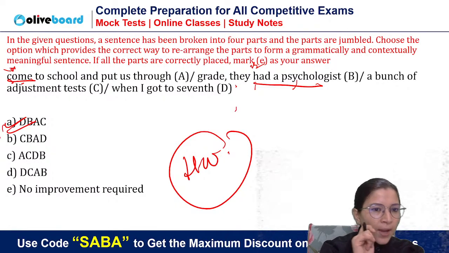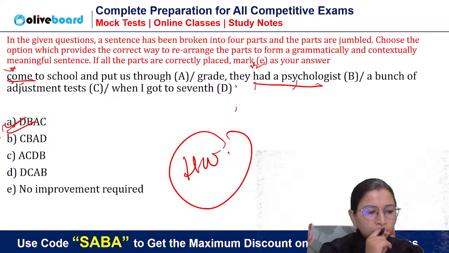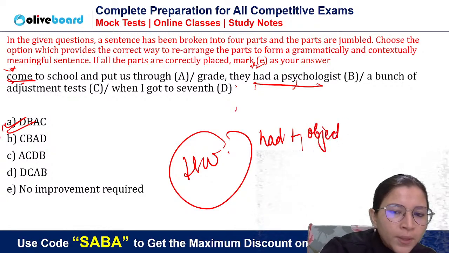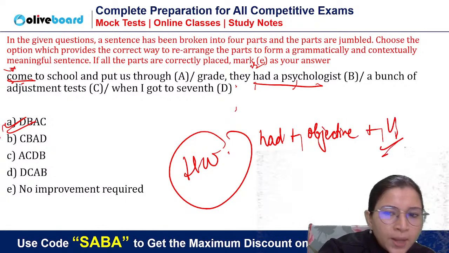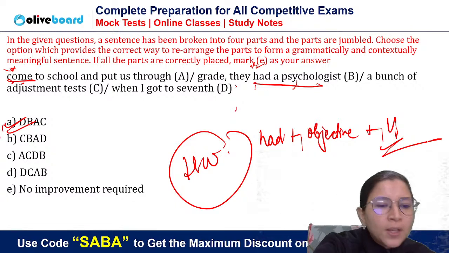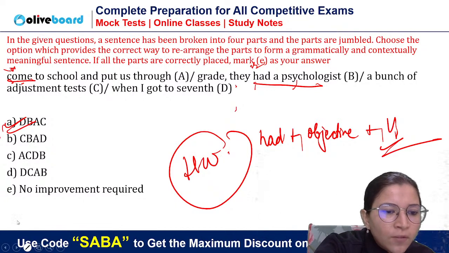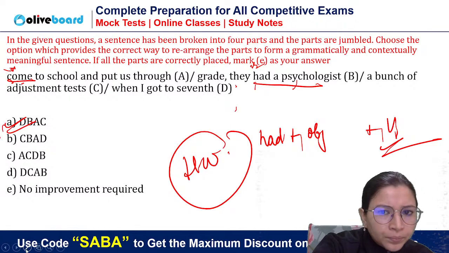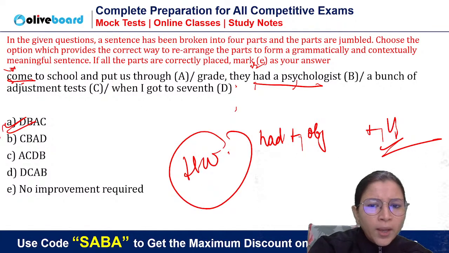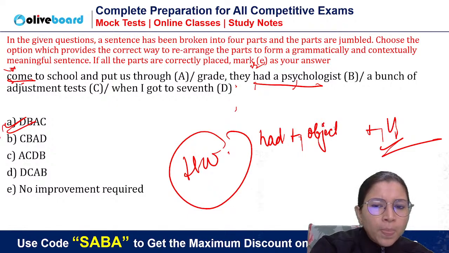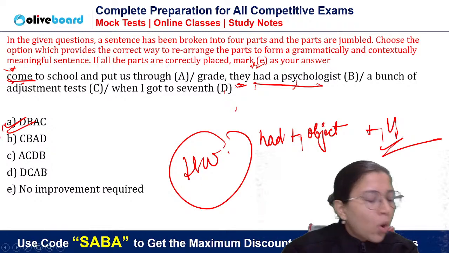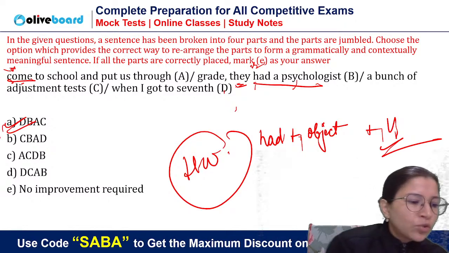Anybody who can tell me the exact rule that we are using here? Very good, Naveen. Bare infinitive: had plus object plus bare infinitive. That come is V1 form, but it is a case of bare infinitive. It is absolutely correct. Had plus object plus V1. Here they had means they asked a psychologist to come to school. It is a causative verb, the school is making, and they is used for the school, because all the people of the school, the management, the staff.